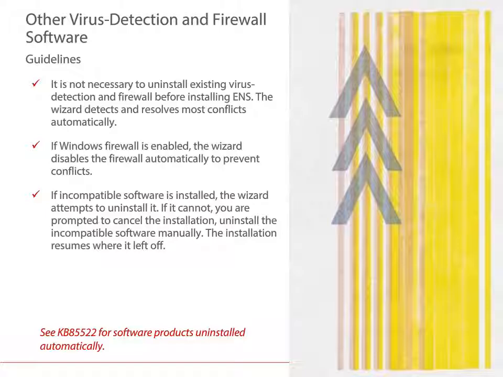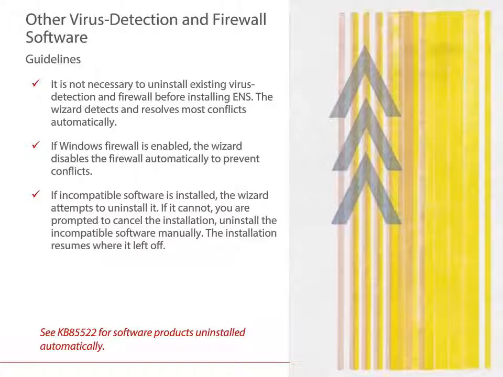If you have any other antivirus products or firewall products, it's really not necessary for you to uninstall those products. Our wizard will automatically detect those products and it will automatically resolve the conflicts and uninstall it. So if you have the Windows firewall and it's enabled, the wizard will automatically disable the firewall so that you don't have any conflicts. If you have an incompatible software installed, it will attempt to uninstall it. If it cannot uninstall it, then you will be prompted to cancel the installation.